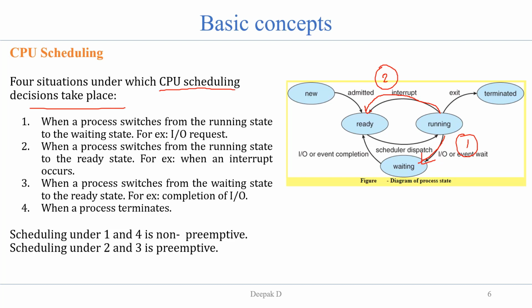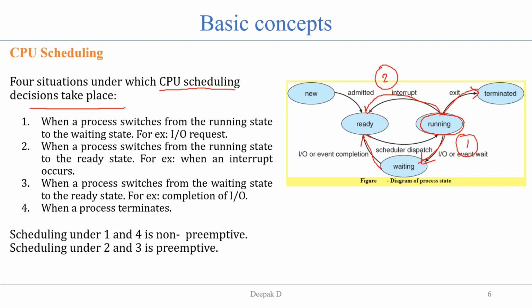And the third one is when a process switches from waiting state to the ready state. That might be because your IO operations might have completed. And the last one is when your process terminates. That is, after the completion of your process execution, it might be terminated. So these are the four situations which come under your CPU scheduling.